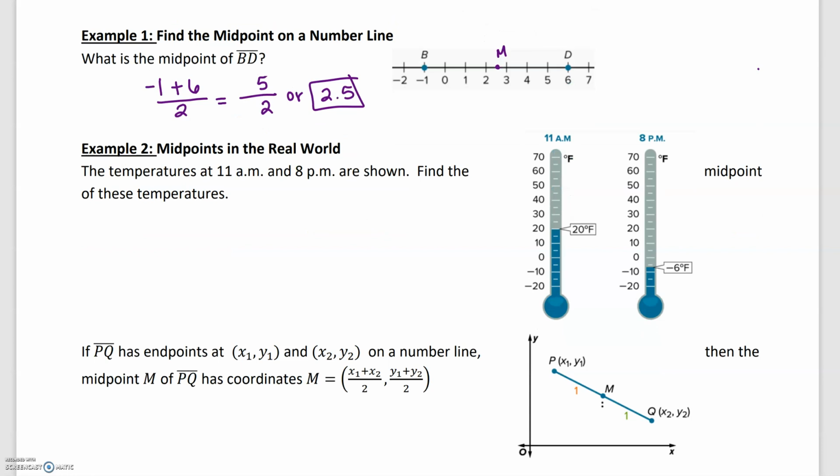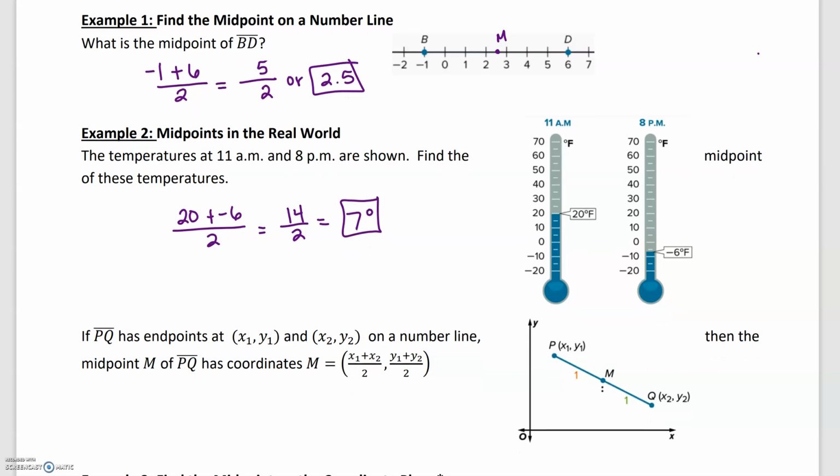If we have two numbers or two temperatures, we would add them again and divide by 2. So in this case, we have a 20-degree temperature plus a -6-degree temperature, and divide by 2 after we add them. So 14 divided by 2 would be an average of 7 degrees Fahrenheit.